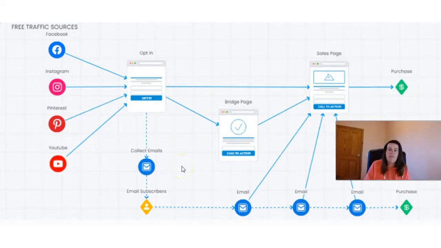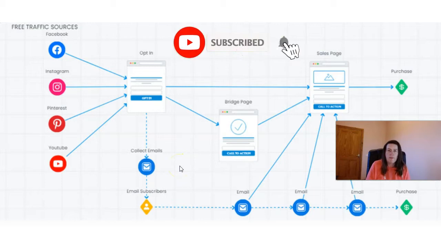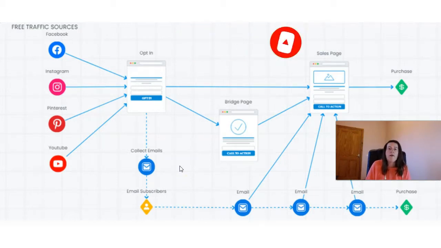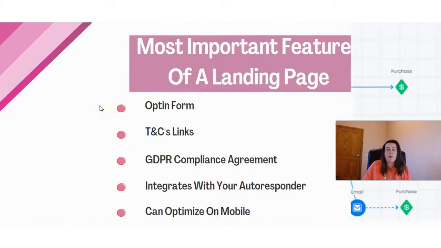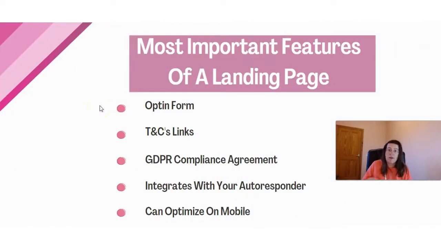Now, when it comes to the features within Thrive Architect, I'm going to go through the ones that are a must-have on any theme builder, whichever one you pick, whether it be Thrive Architect or another page builder. And then I'll show you additional features that Thrive Architect offers that help you increase conversions on your page. First and foremost, our main goal with our opt-in page or landing page is to collect emails. So having the ability to have an opt-in form on our landing page is crucial.